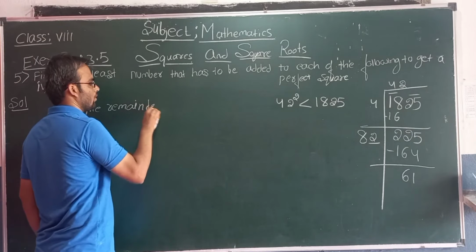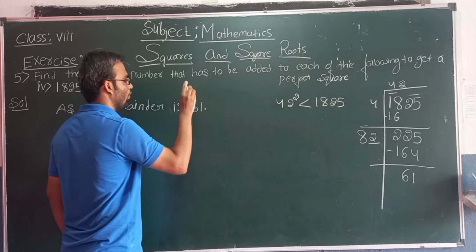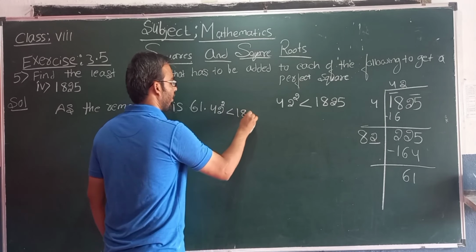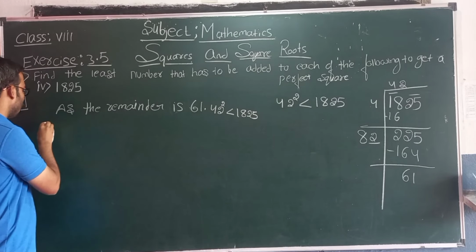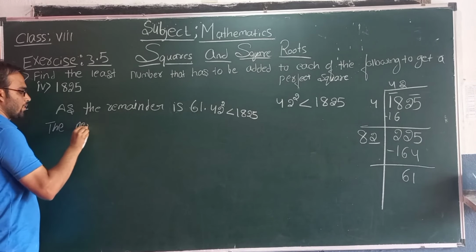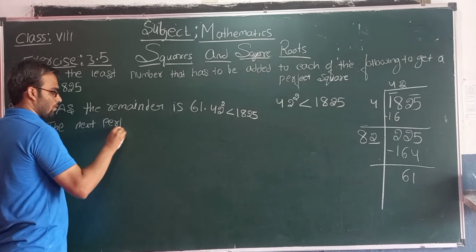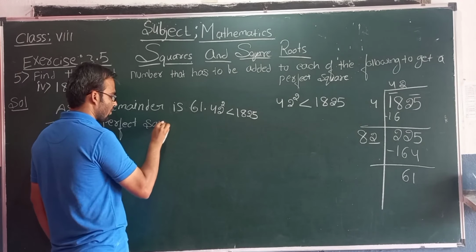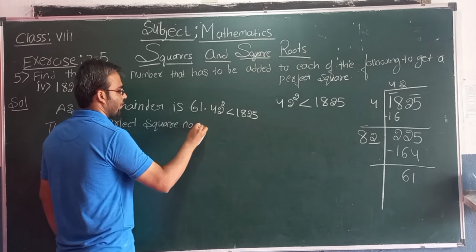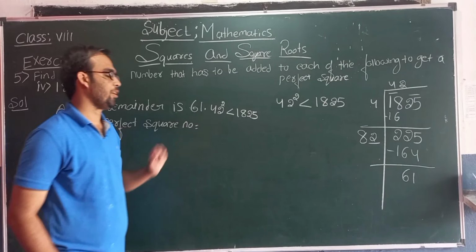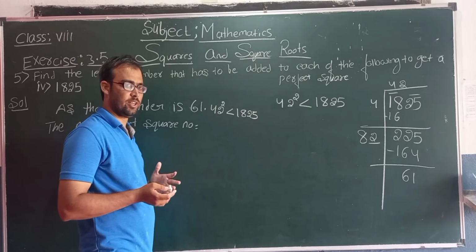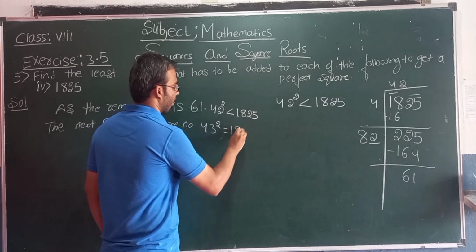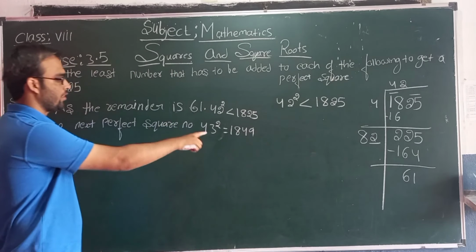As the remainder is 61, it means 42 square is less than 1825. The next perfect square number, after 42, which is the next perfect square number? 43, no? So 43 square is what? 1849.